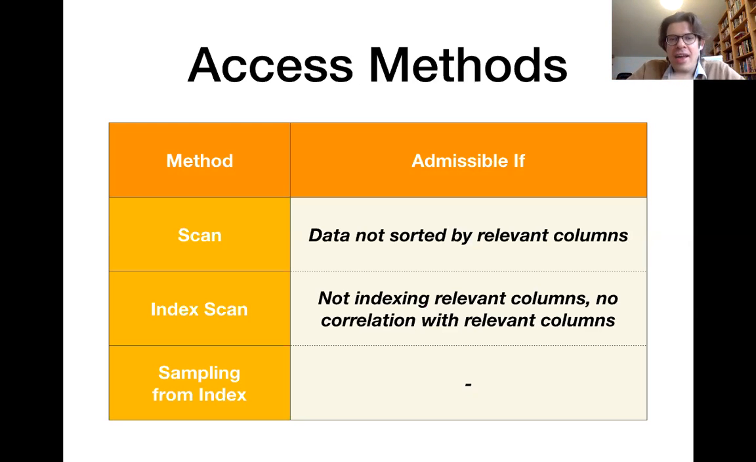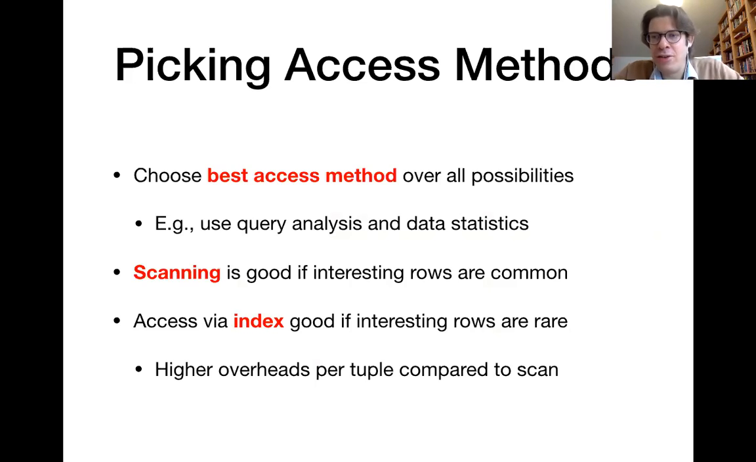Okay, very good. And for the other methods, there are similar restrictions. I mean, for scans, I can apply them as long as the data has not been sorted by the columns over which I'm aggregating. Sampling from indexes, that should be fine since I'm sampling anyway. For the index scan, I might still be able to use it, but the index has to refer to a different column than the one that I am aggregating over. All right, very good. So those are the possible access methods.